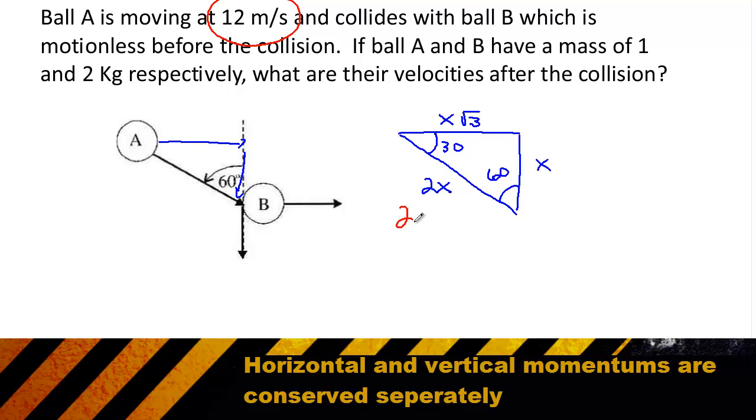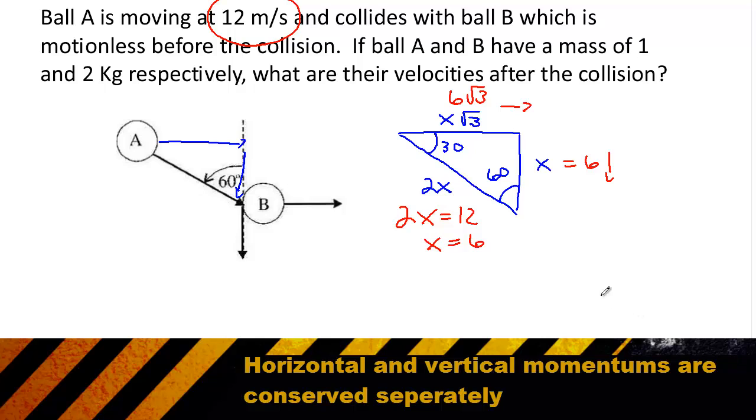So we could write the equation that 2x is equal to 12, or x is equal to 6, which means we can fill in the rest of our triangle. So x is 6, and x root 3 is simply 6 root 3. Now we know all three velocities. We know the angular velocity, we also know the velocity going down, and we also know the velocity going to the right. Since we know the velocity of ball A in terms of going right and going down, we can also calculate the momentum that ball A has in terms of going right and in terms of going down.